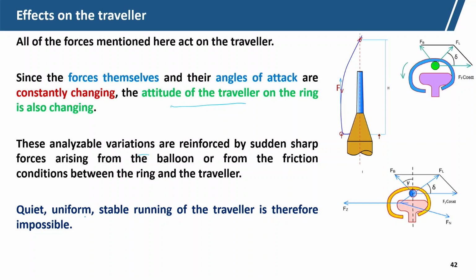Quite uniform and stable running of the traveller is therefore impossible. So, there will be multiple forces acting on the traveller. So, the traveller will always try to adjust on its own. So, smooth and uniform stable running of the traveller is not possible. This is one of the greatest problems in ring spinning.